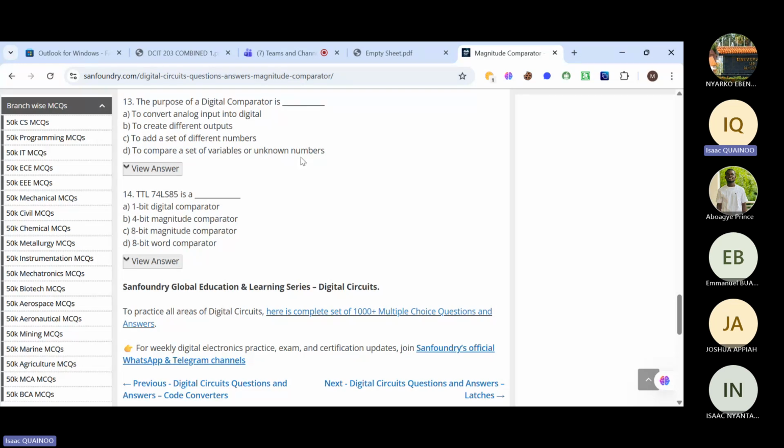And question 14. TTL74LS85 is A, a 1-bit digital comparator, B, a 4-bit magnitude comparator, C, an 8-bit magnitude comparator, and D, an 8-bit word comparator. I'm sure you might not be familiar with this. Let me see if that was addressed in the slides.